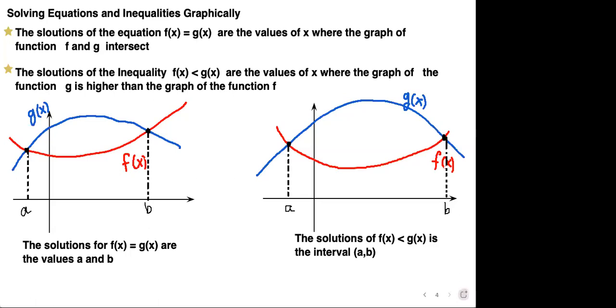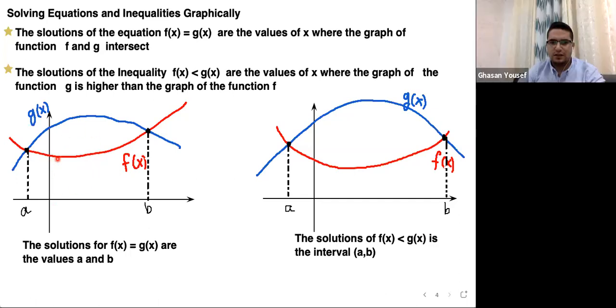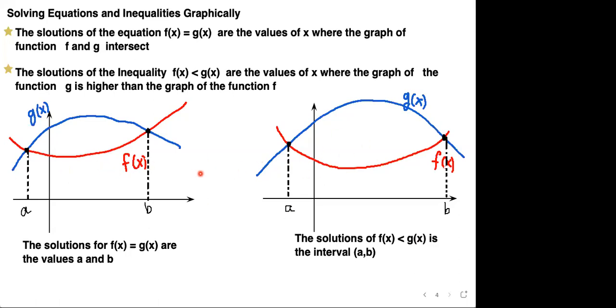Why is the solution for the first one not the interval A comma B? Here it is not an interval. For the first one, the solution is this one or this one, left or right? The left.